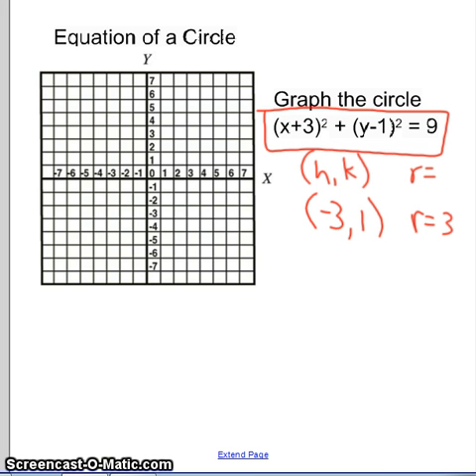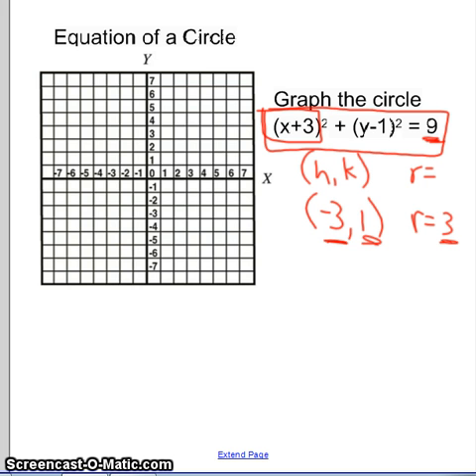Okay, the trickiest part of this problem is figuring out what H is. We've got x plus 3 right here in the brackets, and we know it's supposed to be x minus h. So minus what gets you to plus 3? Well, h is going to be negative 3, because minus negative 3 is the same as plus 3. K is a little bit easier to figure out. It's y minus k, y minus 1, so k is 1. And we have this as r squared. 9 is r squared, so in order to work that backwards, what's the square root of 9?